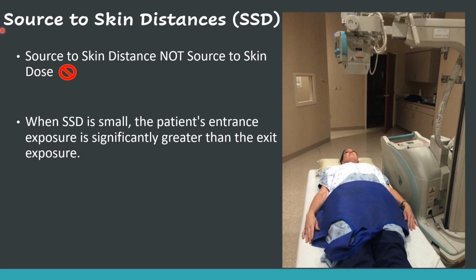Source to skin distance. The source to skin distance you need to know is not source to skin dose. So it's basically the distance from the source to the patient, not to the image receptor. It's just, again, from the source to the skin. When SSD, source to skin distance, is small, the patient's entrance exposure is significantly greater than the exit exposure. It's usually at least 3 times higher.